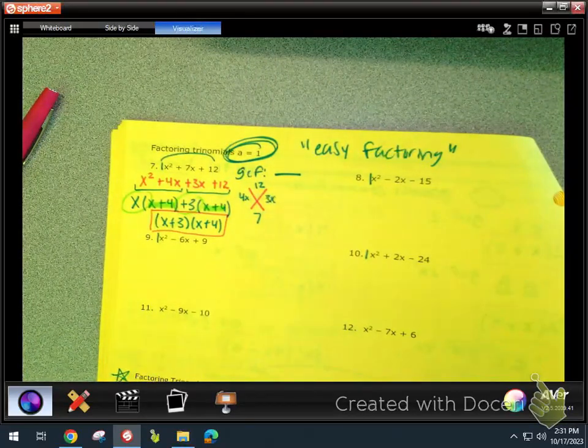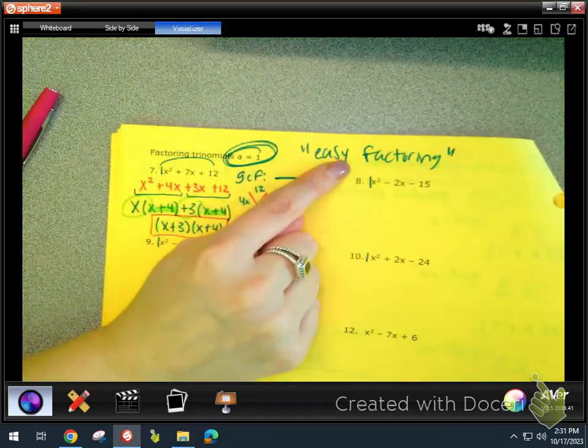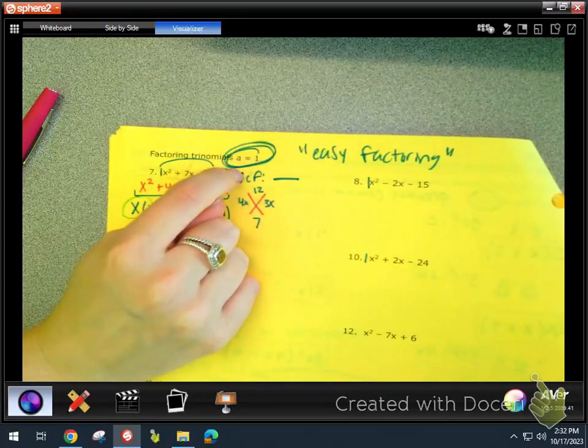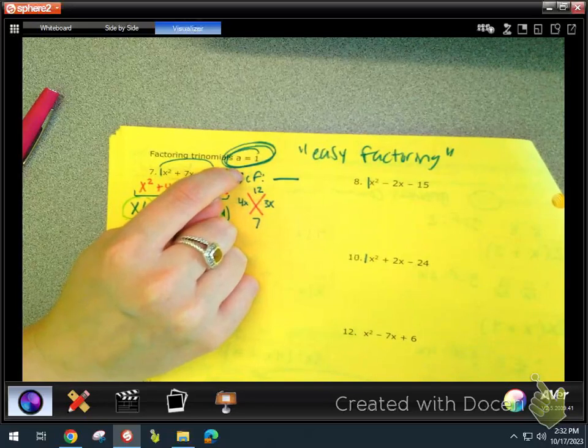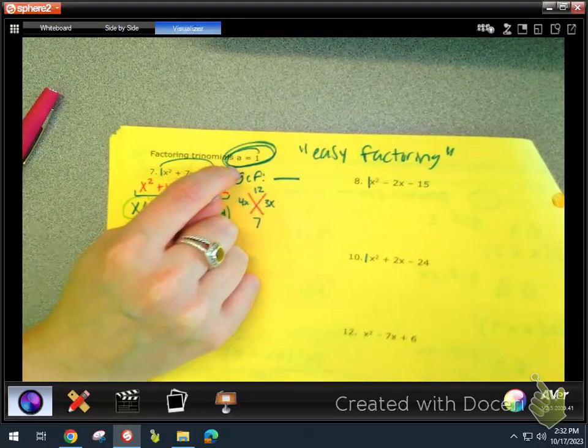So it's a lot faster. But here's what I need you to understand. Look at me right now. The only time you can do the shortcut is if the A value is positive 1. It is not going to work if it is 2, 3, 4, 5, 50, anything that is not 1.